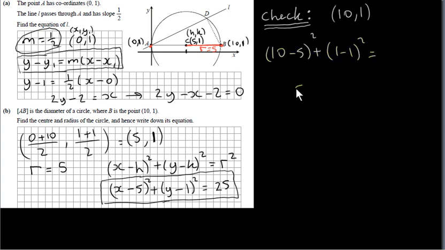Well, 10 minus 5 is 5. 1 minus 1 is 0. So we get 5 squared plus 0 squared. Well, that's 25. It does check out. And you should see that for the point (0, 1), the point (0, 1) will also satisfy this.